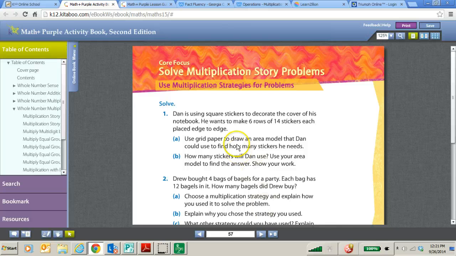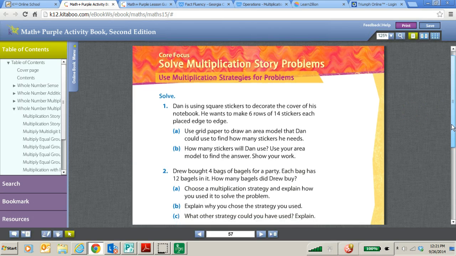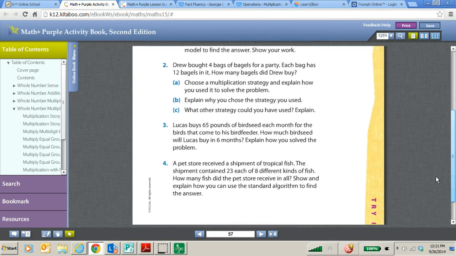Now here it says, core focus, solve multiplication story problems. Again, these problems are a little bit more advanced. If this was 60 times 6, that is something that your child may see, but again, just help them break those numbers apart, or when you're working on the lessons, take away the 65 and turn it into a 60 and see if they're able to model it that way.